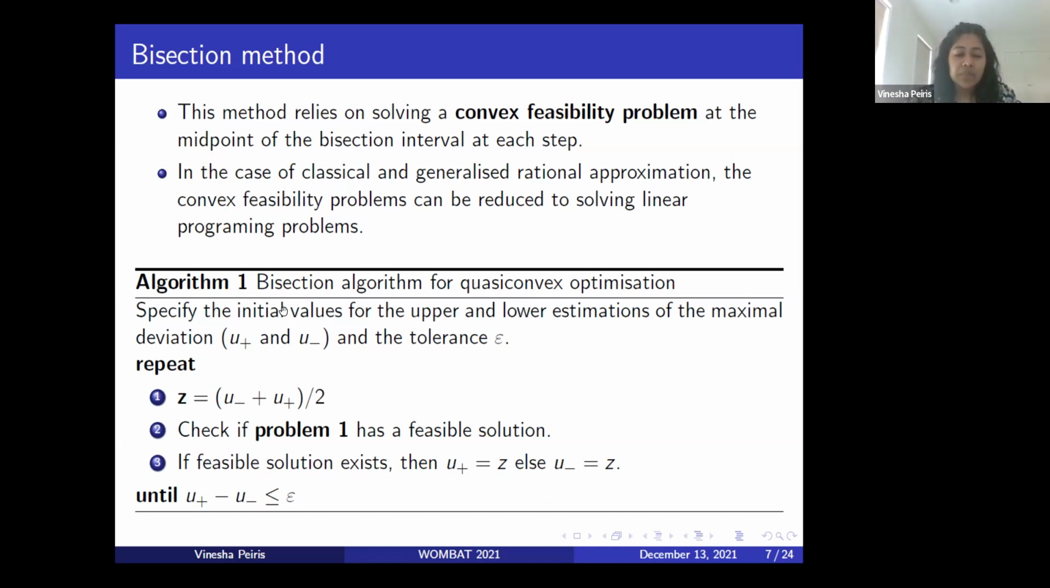Now, in the algorithm, you have to start by specifying your upper and lower initial values for the interval. And then you have to fix t at the midpoint of this bisection interval. And then you have to check if problem 1, which is my reformulation coming from the previous slide, has a feasible solution. If there is a feasible solution, you can update your upper bound, or else you can update your lower bound. And you have to continue this process until the gap between these two bounds becomes very small.